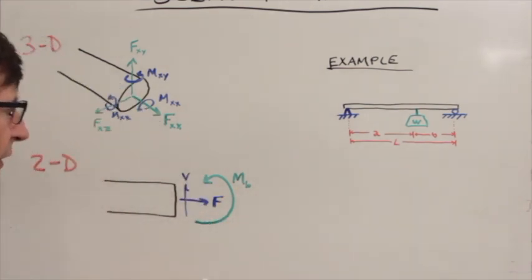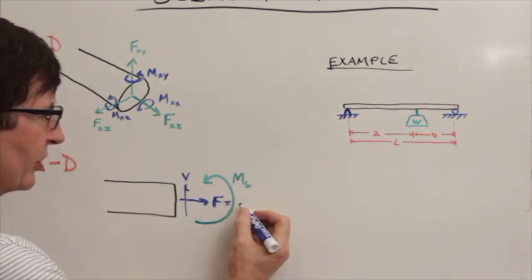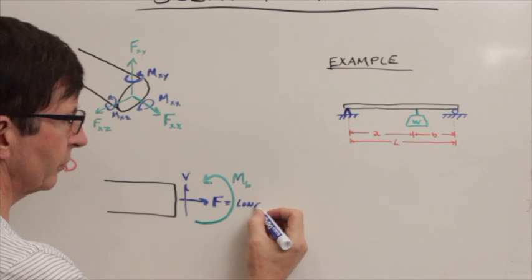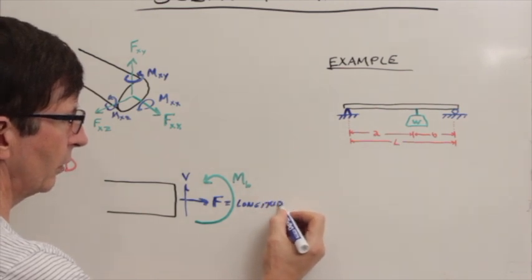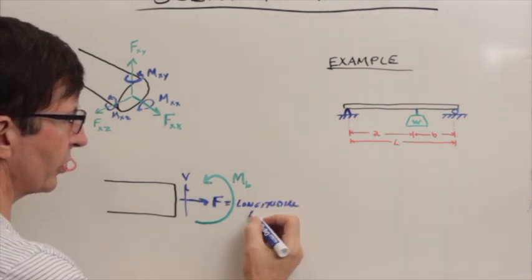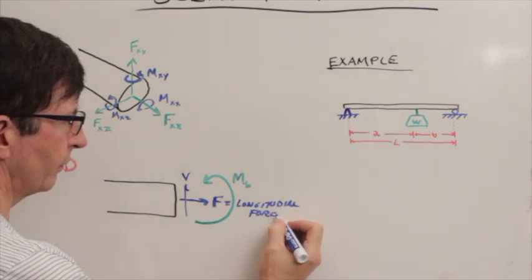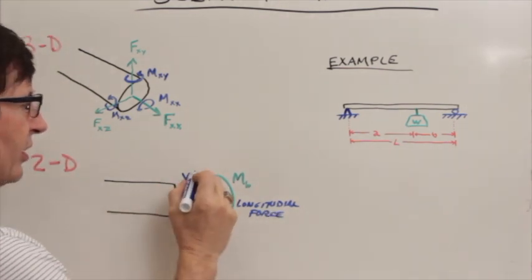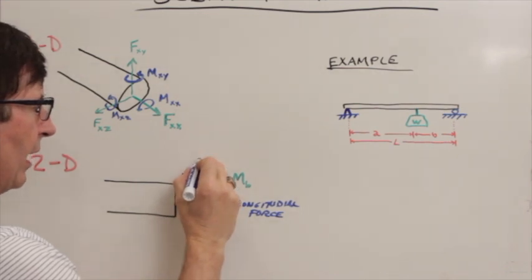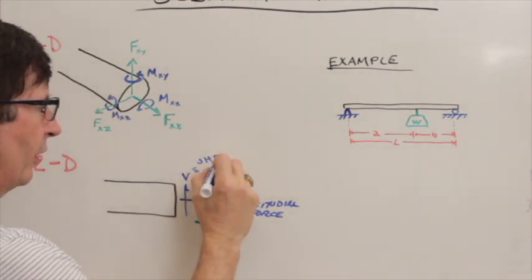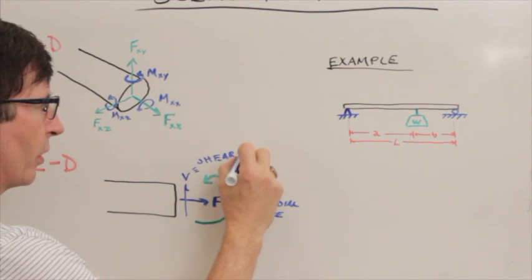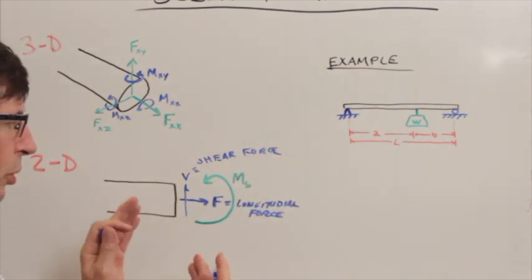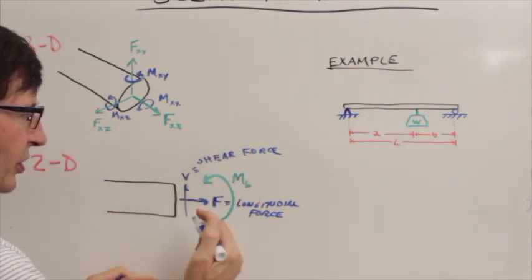We're going to call the force which is acting parallel to the surface shear. So this F is going to be our longitudinal force. V is going to be our shear force, because it tends to shear on that surface.